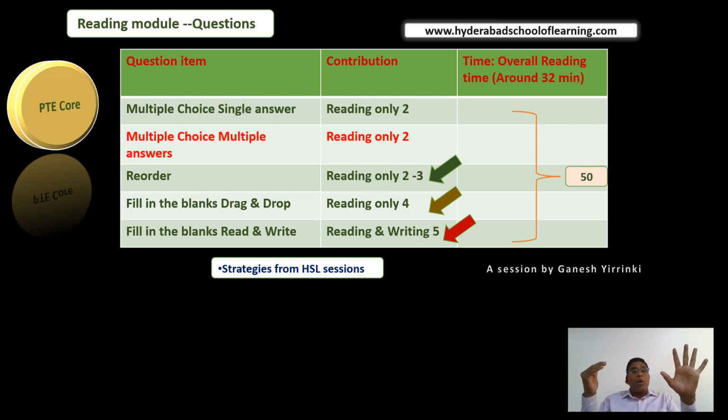But whatever the other 40 points, because reading score is a result of your performance in every module. Speaking contributes to your reading, writing module contributes to your reading, and listening module also contributes to your reading score. Look at this now.